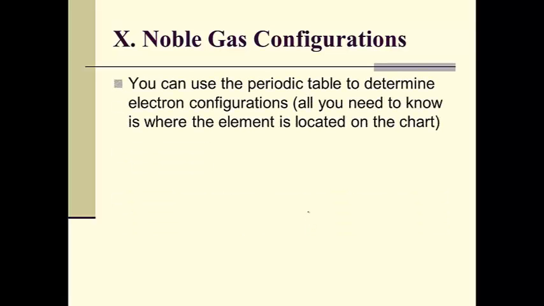Now, you don't need the Aufbau diagram. This is the secret. You can actually just use the periodic table, and the only thing you need to know is where the element is located on the periodic table, on the chart. Once you know that, you can figure out the electron configurations.